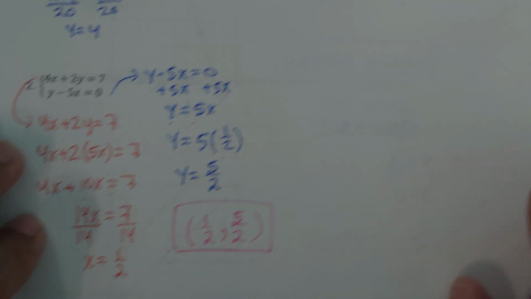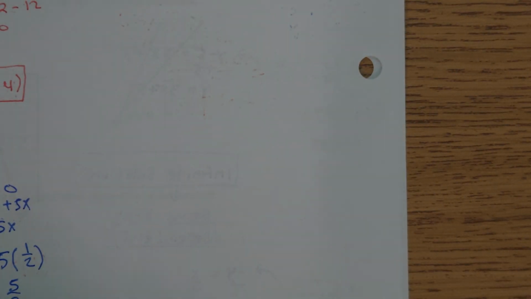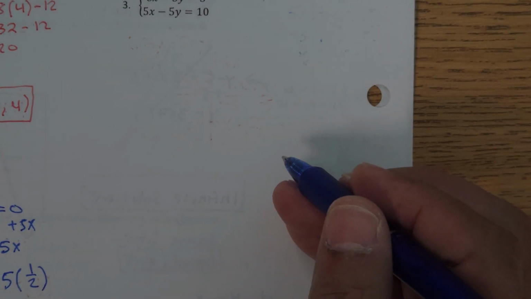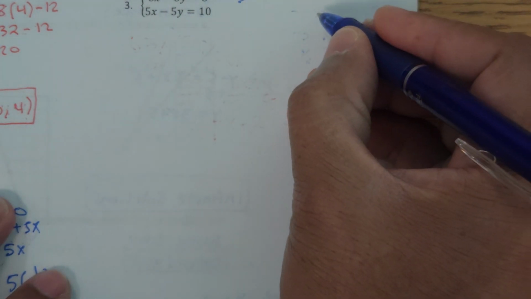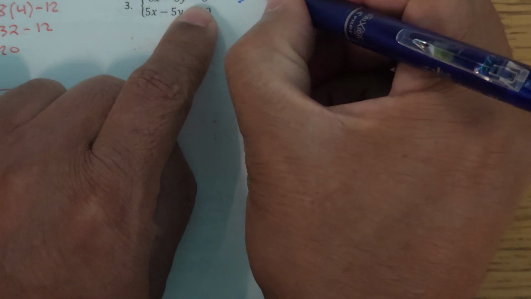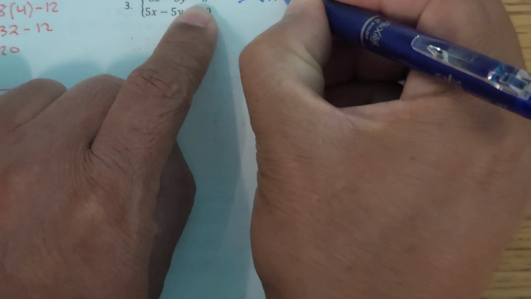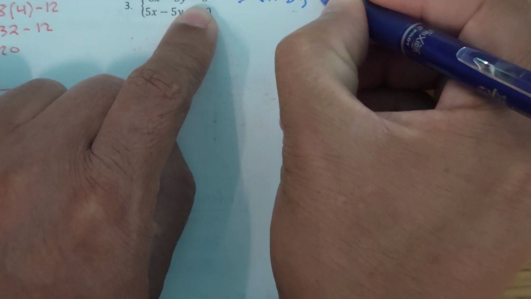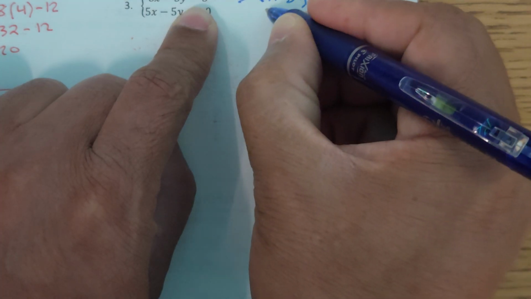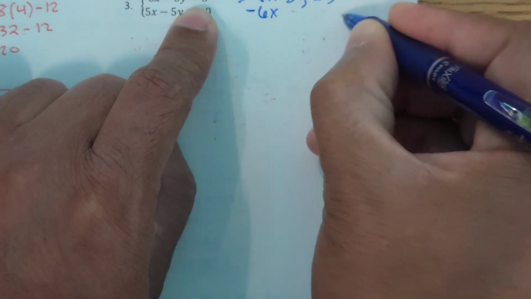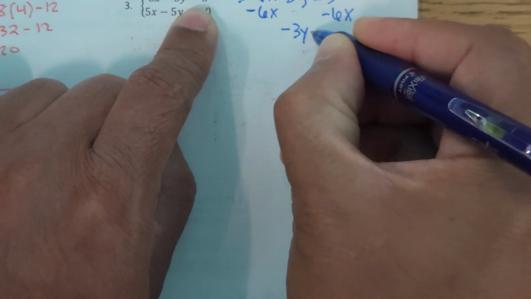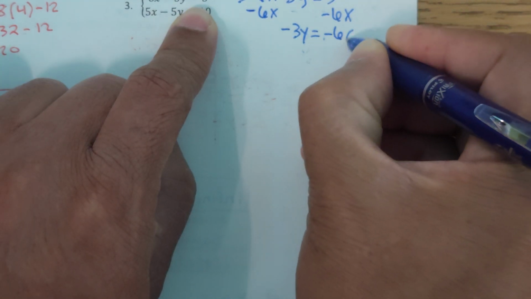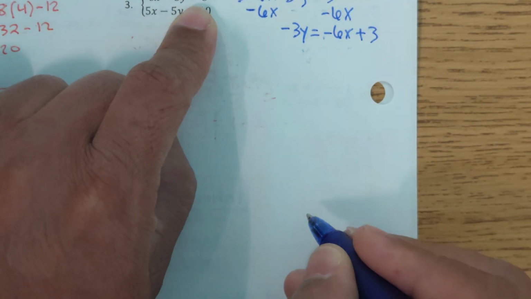Let's move on to the last example, which is example number 3. Okay, so I am going to take the first equation and I'm going to solve for, in this case, y. So we have 6x minus 3y is equal to 3. And then I'm going to subtract 6x from both sides. So then we have negative 3y is equal to negative 6x plus 3.